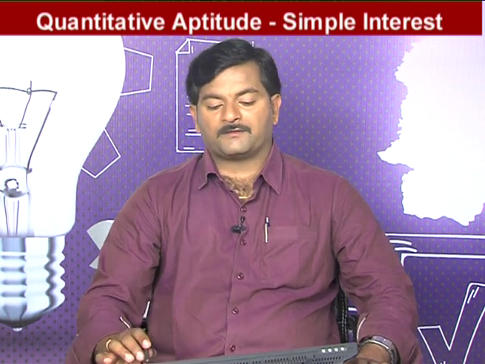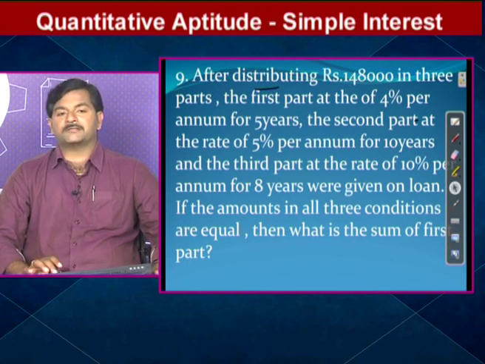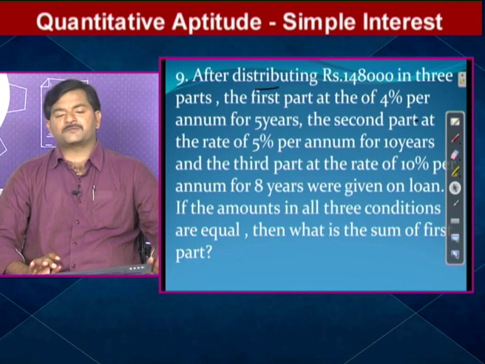Okay, so now we'll move on to question number 9. Observe: after distributing rupees 1,48,000 in 3 parts, the first part at the rate of 4% per annum for 5 years, the second part at the rate of 5% per annum for 10 years, and the third part at the rate of 10% per annum for 8 years were given on loan. The amounts in all the 3 conditions are equal. Then what is the sum of the first part? That is what you have to find out.